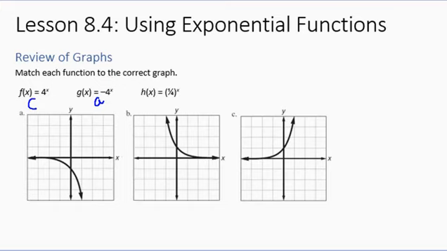Obviously, this one then would have to be graph B, but why is that? Well, we have a 1/4 as our base. That indicates exponential decay, so it should come down left to right. It should still go through 0, 1, and it will have an asymptote here along the positive part of the x-axis.